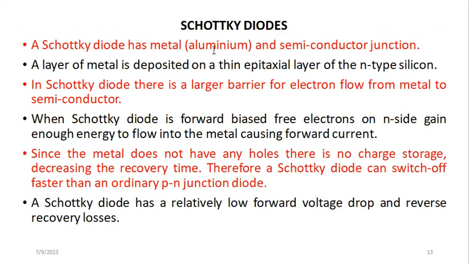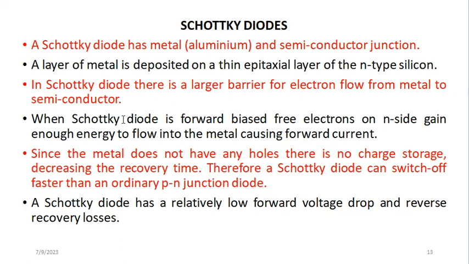Then the last one is what they call the Schottky diode, and this is a diode that is made using the alloying method, because it has a metal, which is typically aluminum, and it has another junction which is a semiconductor, typically N-type semiconductor. The Schottky diode has a larger barrier for electrons to flow from the metal to the semiconductor.